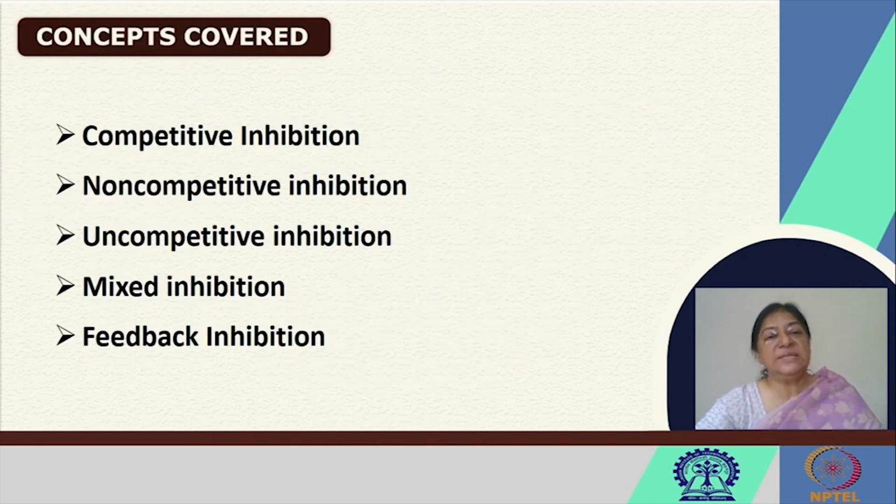So what we looked at in this lecture is competitive inhibition, non-competitive inhibition, uncompetitive, mixed, and feedback inhibition. These are all the different types of ways in which enzymes can be inhibited. And these are the reversible types mostly. We also have the irreversible types, as we saw, where we have covalent bond formation, and we will look at specific examples in the next lecture.